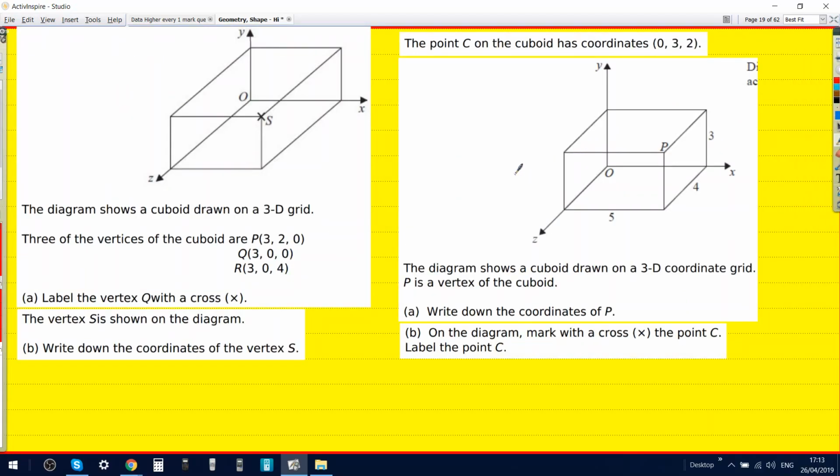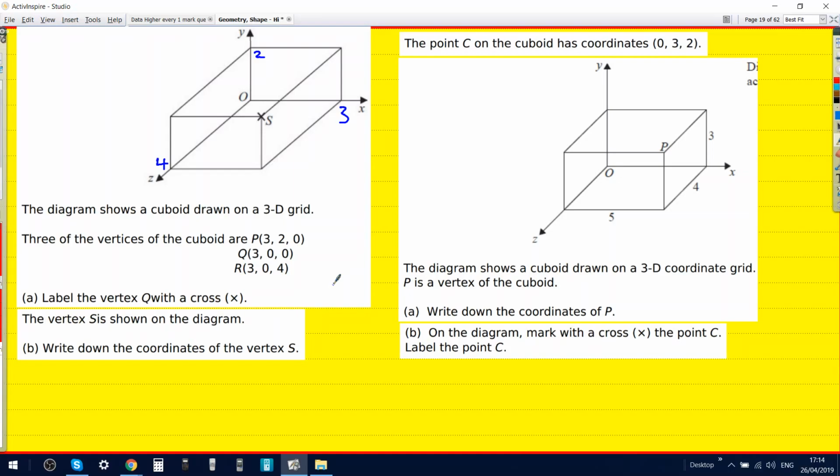Okay. 3D coordinates. Let's try it. I do not know how to start these. So it's literally just 3D coordinates. Like, let's see. 3 of the vertices. So 3 right. So on the X, that must be 3 right. On the Y, that must be 2 up. And on the Z, that must be 4 along. So Q is 3, 0, 0.